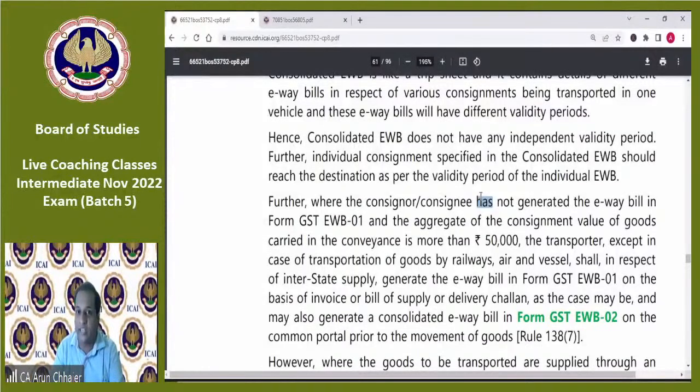Why is it not yet effective? Because it will increase the workload of the transporter, which is normally not acceptable because they are not so much educated or not so much habituated to handle the compliance burden. So that is the reason this 138.7 is not yet effective.